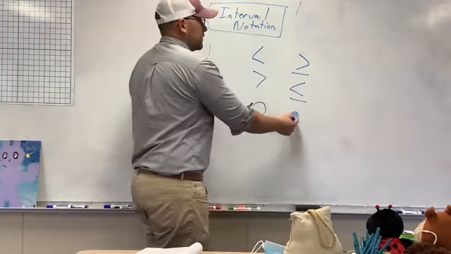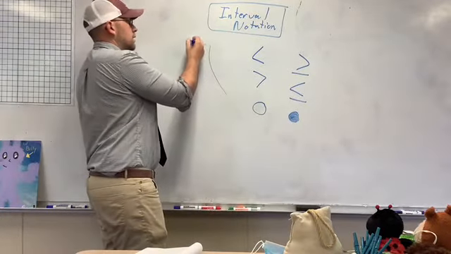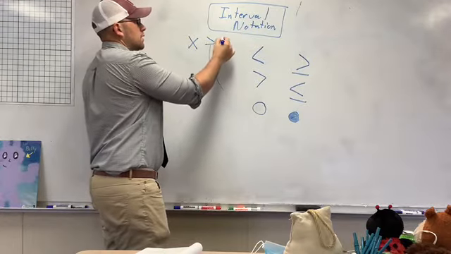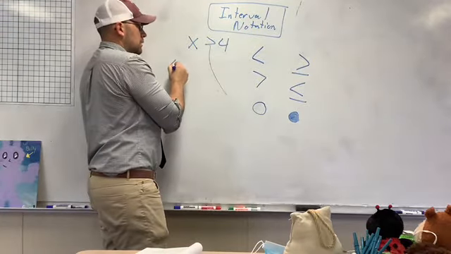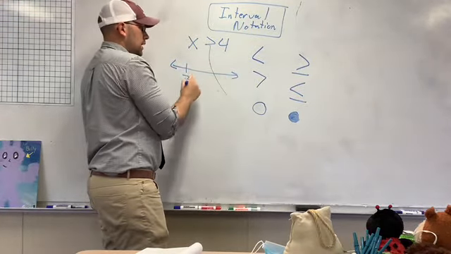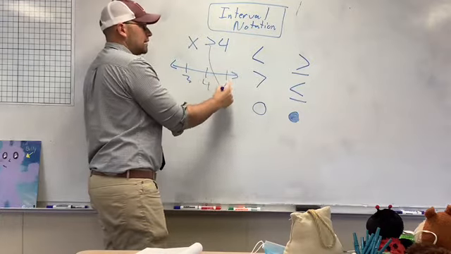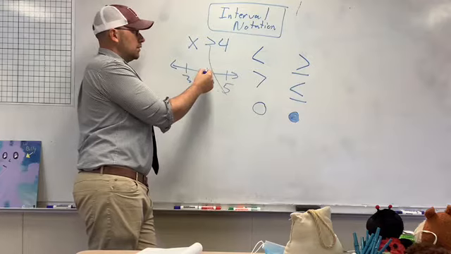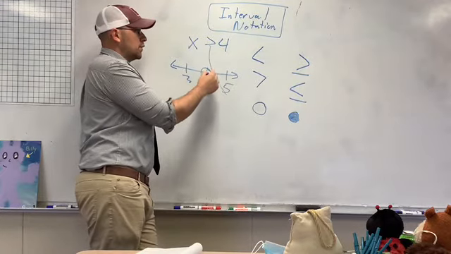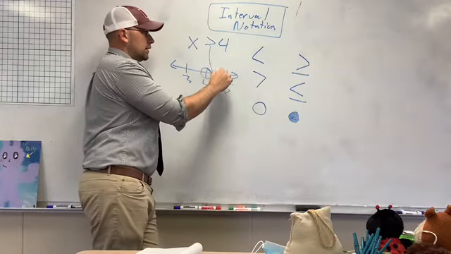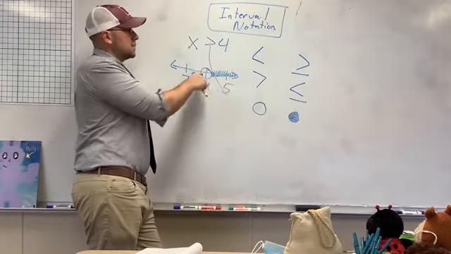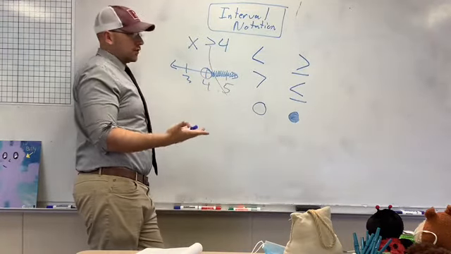An example of this would be x is greater than 4. So on a number line, I have 3, 4, and 5. X is greater than 4. I put a circle around the 4, and I highlight everything that is greater than 4. This means it is not equal to the actual 4.